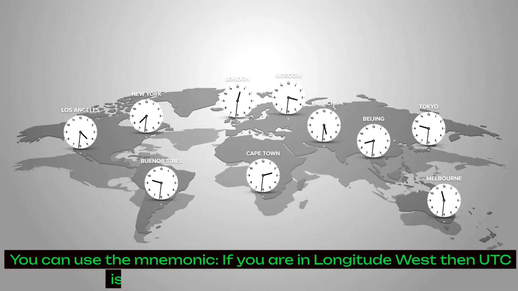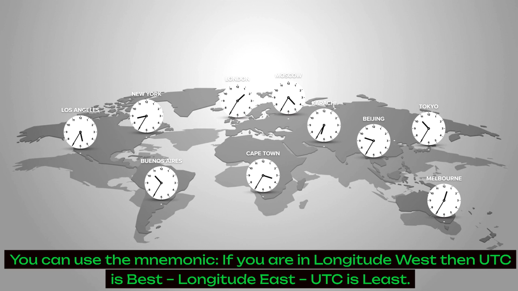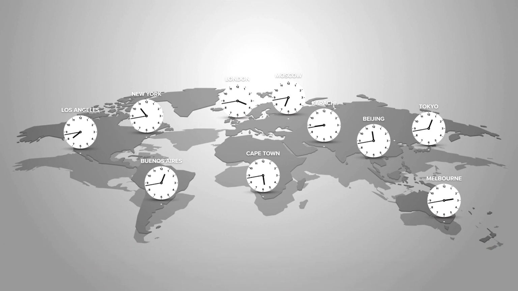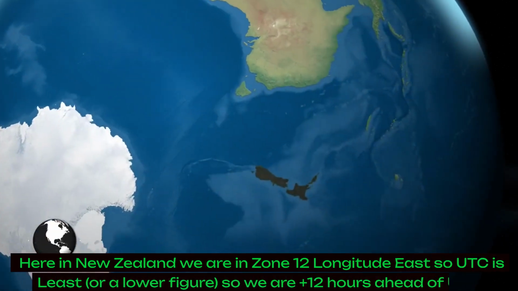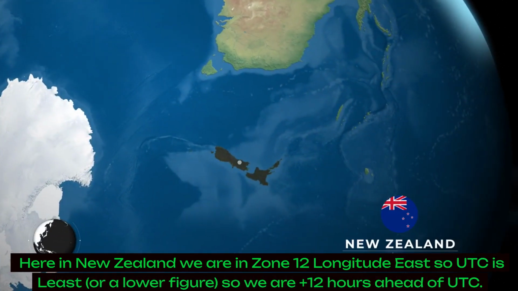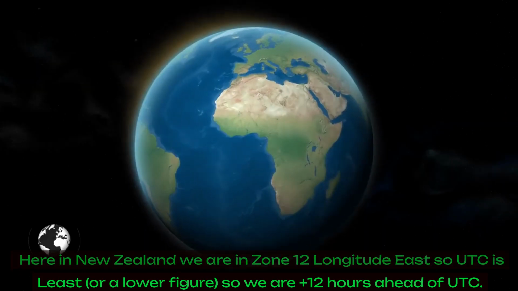You can use the mnemonic: if you are in longitude west, then UTC is best. Longitude east, UTC is least. Here in New Zealand, we are in zone 12. Longitude east, so UTC is least, or a lower figure, so we are 12 hours ahead of UTC.